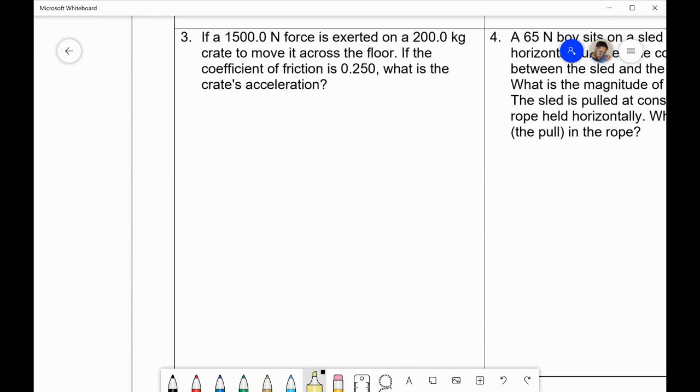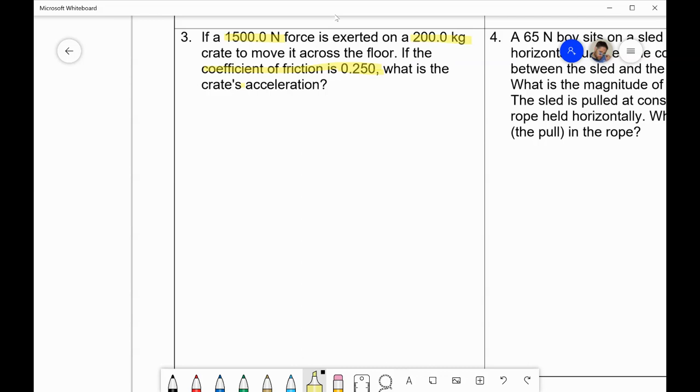I'm going to start by highlighting some of the most important pieces, making sure that we've got what we need. The problem says, if a 1,500 Newton force is exerted, meaning this is my push, on a 200 kilogram crate, keeping in mind that's not force, this is mass. So we might be alerted at this point that I need to figure out my gravitational pull, my weight. And it says to cause it to move across the floor. If the coefficient of friction is 0.25, what is the crate's acceleration?